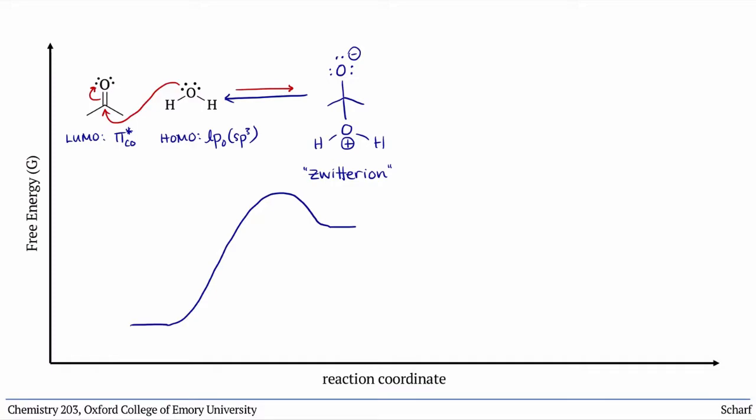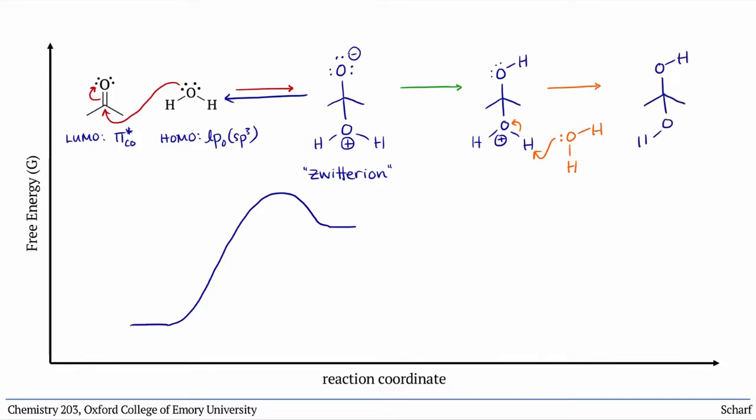However, this intermediate could undergo other reactions, not necessarily the reverse reaction, especially if there's a large excess of solvent around that can facilitate those reactions. One possibility is that the O-, a strong base, could deprotonate the solvent, which has a pKa of about 16, alleviating that negative charge on our intermediate. The highly acidic OH+ could also be deprotonated by the solvent, giving us a neutral molecule with two OH groups attached to the same carbon. This is called a hydrate.